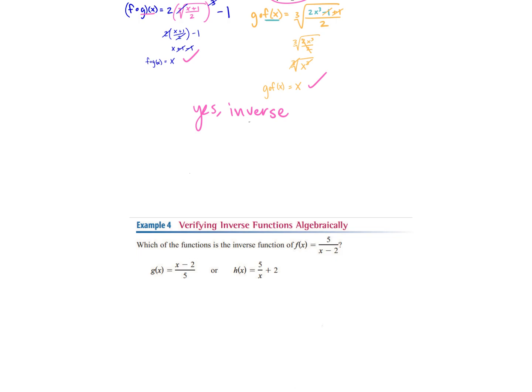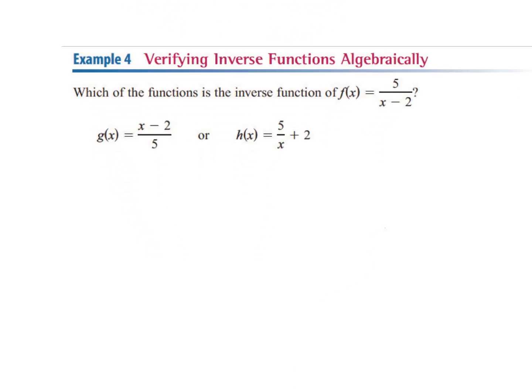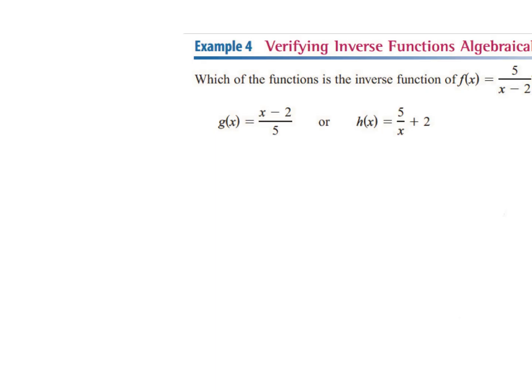All right, in example 4, we want to verify the inverses algebraically. So it says, which of the functions is the inverse of f of x? So it gives us g and h, and we have to see which one is the inverse. So let's do the same thing that we did in the example above. Let's find if f of g of x and g of f of x both equal x. And then we'll test it for h also. So let's just test g first.